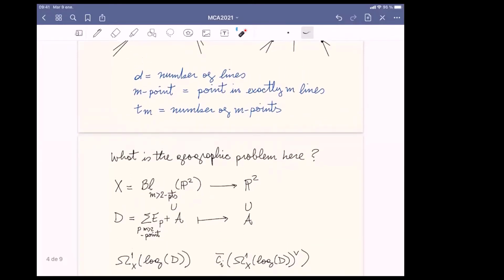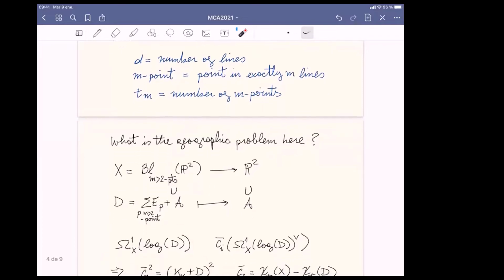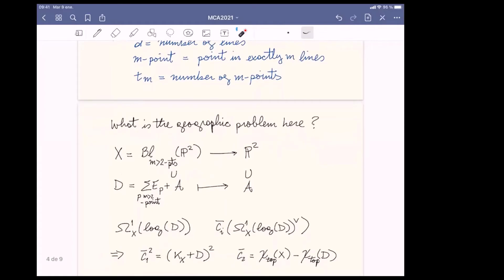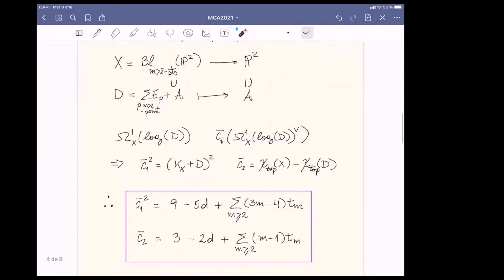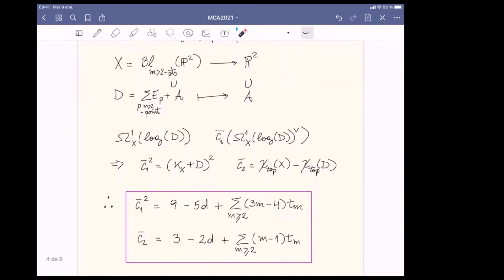And since we are in a surface, this is a rank 2 vector bundle. We have only 2 Chern classes, and I take the numbers. So C1 squared is like the canonical class squared, but now the canonical class plus D squared. And then C2 is the difference between the topological Euler characteristic. Since this case is very, very simple, we can just go and compute this number. And there you have it. So C1 squared is that, and C2 is the other number.